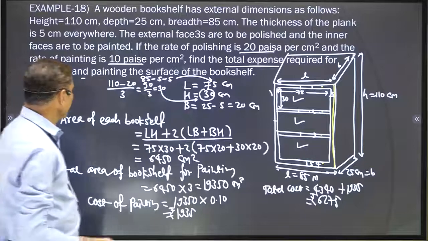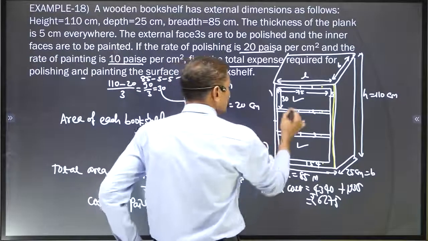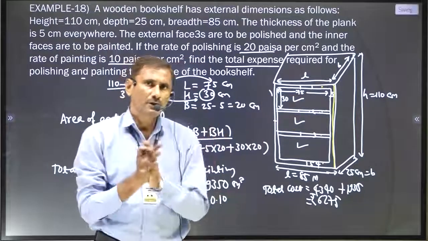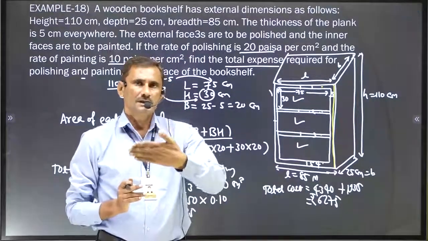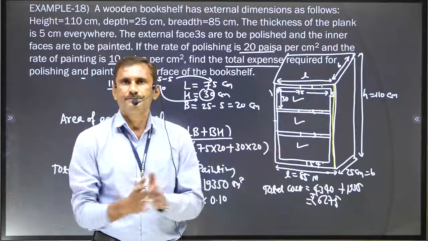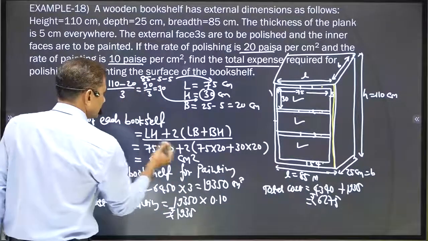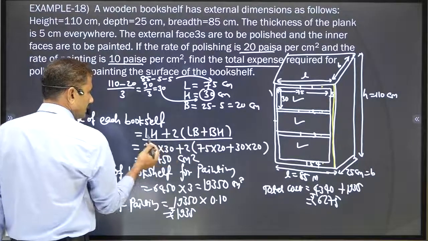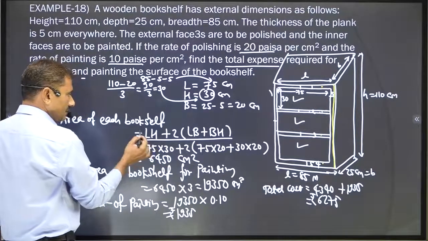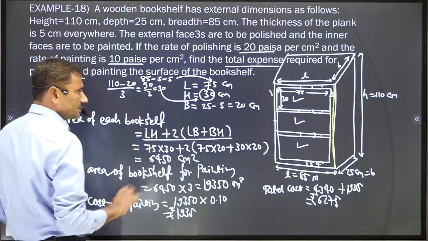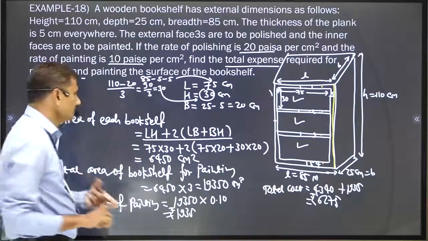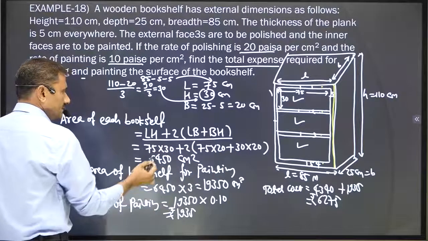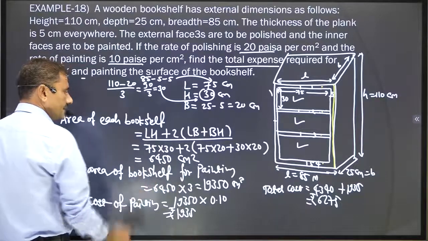Now I'm finding the area of each bookshelf. Just imagine this is a small cuboid again, but without the front side. The front side is totally open. So I use this formula: the left and right two sides, the top and bottom two sides, and the back side only. The front is not there, so I don't apply it here. So it is not the total surface area. Now everything is placed here, and we found it is so many centimeters square.